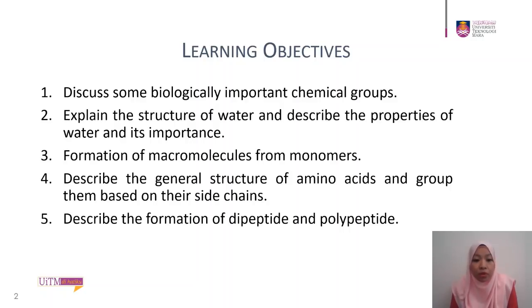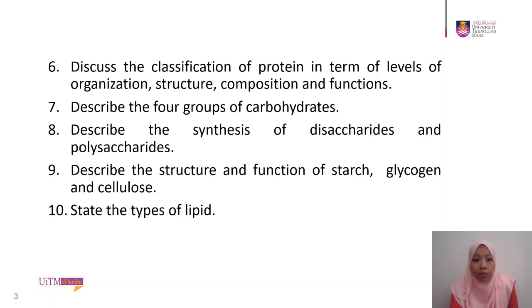Number 5, describe the formation of dipeptide and polypeptide. These are examples of protein. Number 6, discuss the classification of protein in terms of level of organization, structure, composition, and functions. So we are going to classify protein based on these few factors. Number 7, describe the 4 groups of carbohydrates and then the synthesis of disaccharide and polysaccharide.